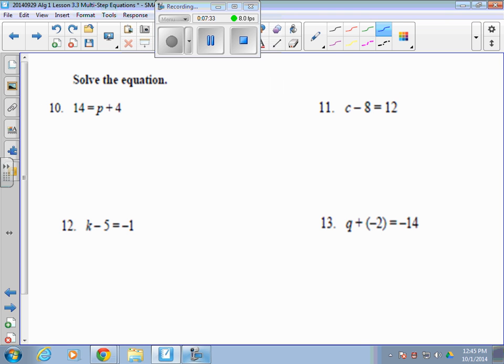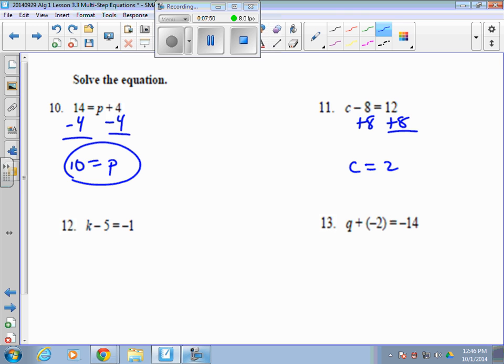Number 10 says solve the equation. 14 equals, now we're just talking about one-step equations. P plus 4, you subtract 4 on both sides. These seem embarrassingly simple after you do the 2-step equations. P is 10. Get rid of minus 8 by adding 8 on both sides. 12 plus 8, C is 20.